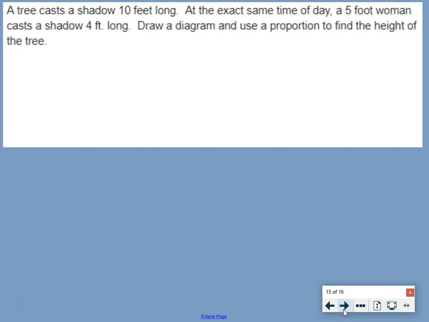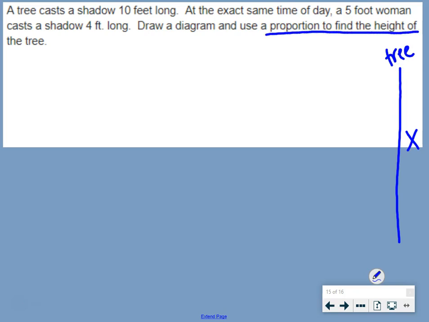A tree casts a shadow 10 feet long. At the exact same time of day, a 5-foot woman casts a shadow of 4 feet long. Draw a diagram and use a proportion to find the height of the tree. So here we have a tree. This is a tree that's some dimension tall. We don't know how tall it is. That's what we're trying to find. Find the height of the tree. But we do know that it casts a shadow of 10 feet long. So shadow right here, we'll say that's 10 feet.